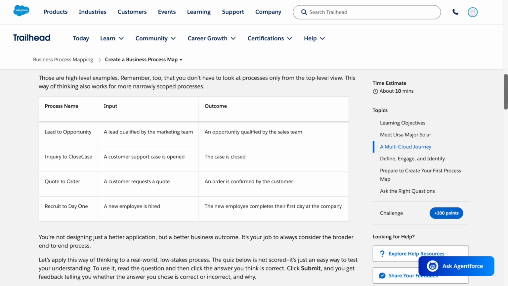Process name, quote to order. Input, a customer requests a quote. Outcome, an order is confirmed by the customer. Process name, recruit to day one. Input, a new employee is hired. Outcome, the new employee completes their first day at the company.